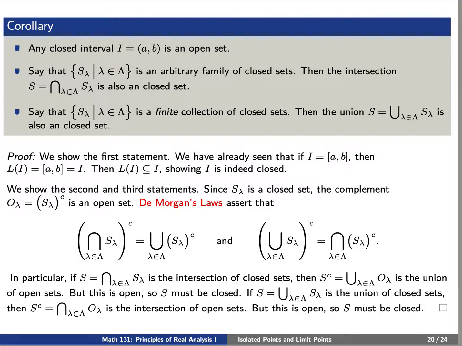Similarly, if S is the union of closed sets, then the complement is the intersection of open sets. But this is open, so again, S must be closed.